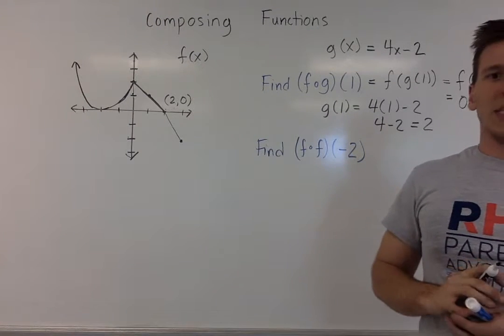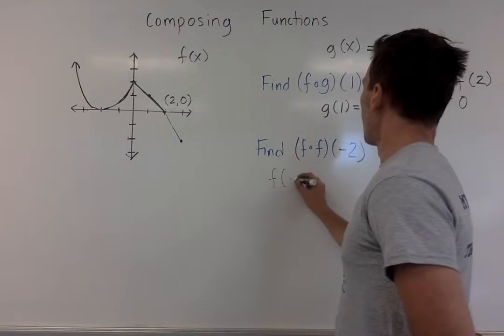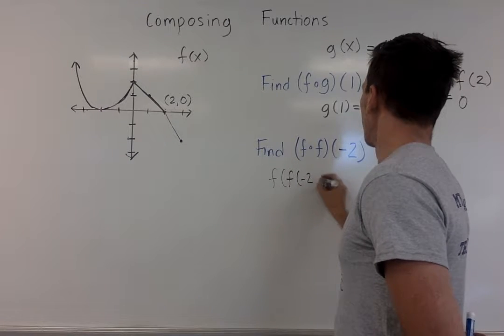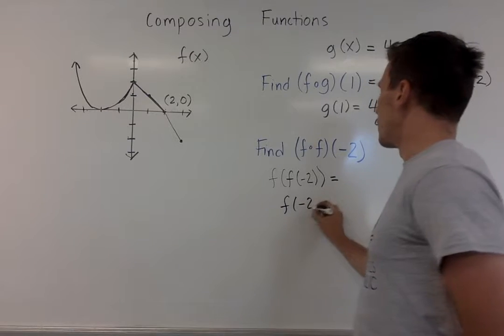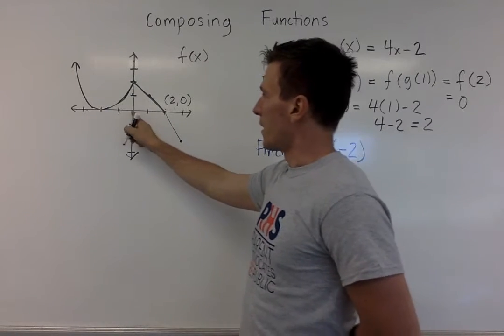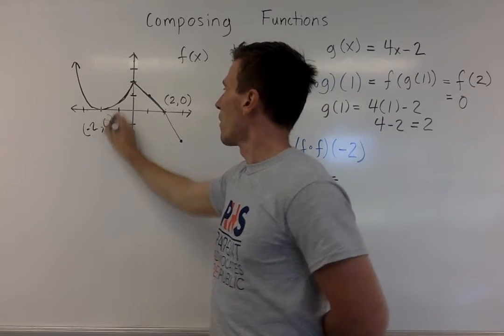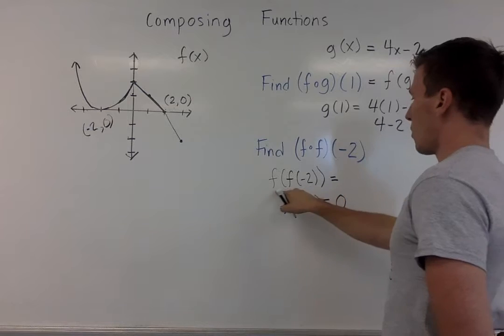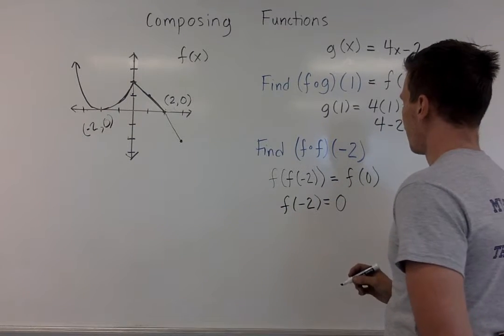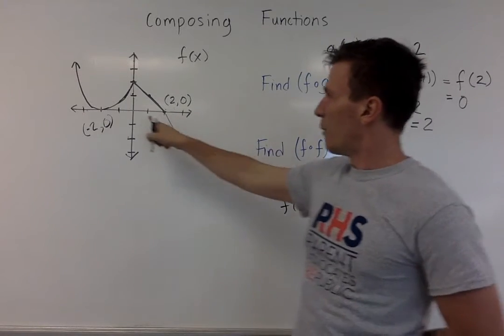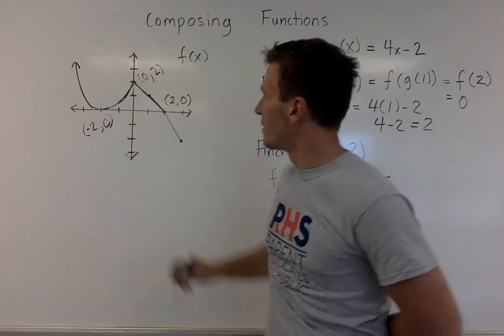You can also compose it with itself using a graph. So f of f of negative 2. Well, I'll need to find f of negative 2. f of negative 2, if I look on the graph, when I plug in negative 2, I get out 0. So f of f of negative 2 is just f of 0. And I can find out what that is by looking at 0, and when I plug in 0, apparently what comes out is a positive 2.